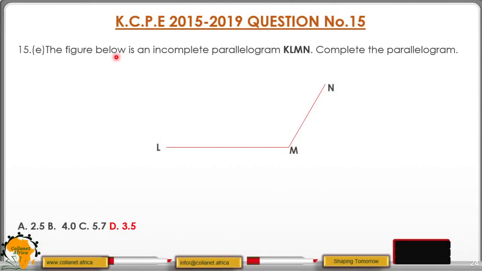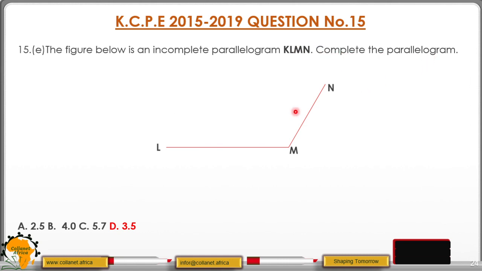Here we have the figure below, an incomplete parallelogram KLMN: K somewhere, L, M, N. It is good to note that you follow alphabetical order. Don't jump: K, L, M, N. You just move along that line. They need to follow each other even when you're doing other constructions.